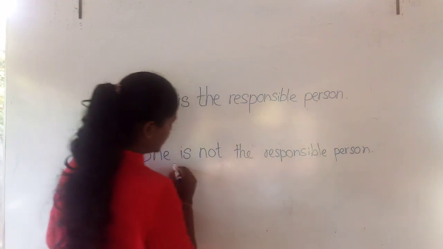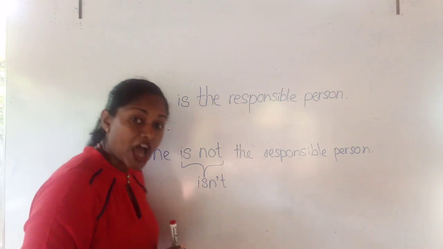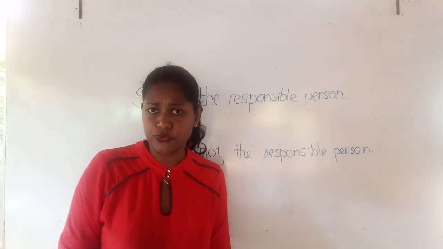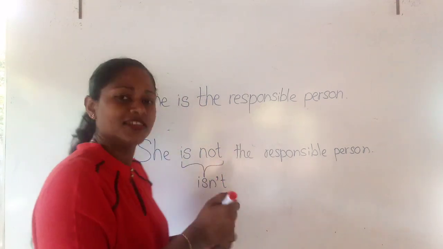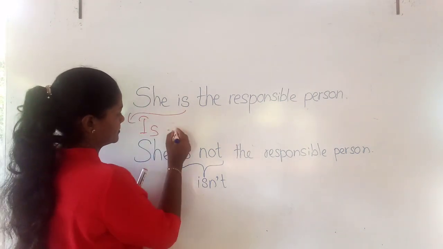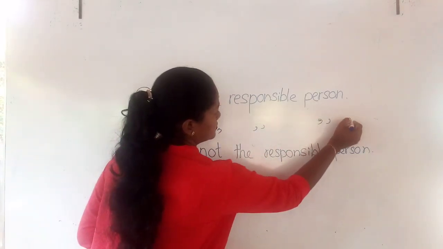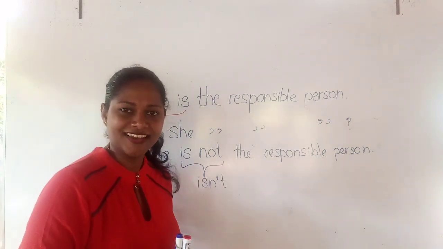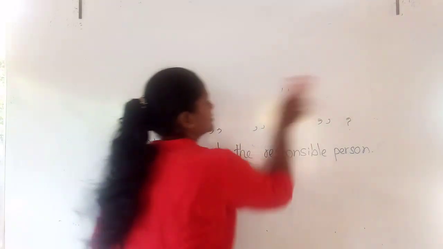Right? So I told you, for is not we can use isn't. Now you want to ask, is she the responsible person? How do you tell this? Like we took am out, take this is out. Is she the responsible person? Right, very easy. Next example.